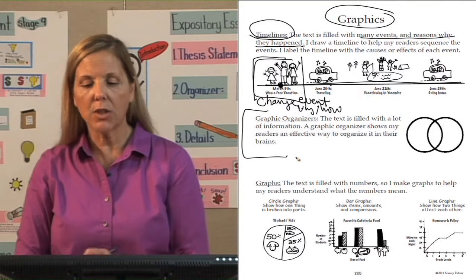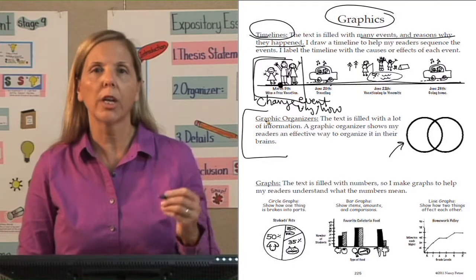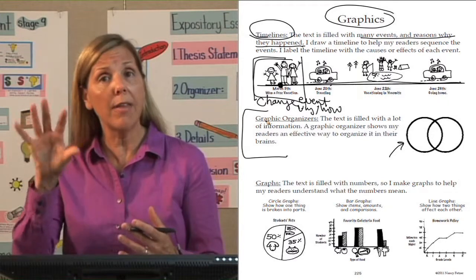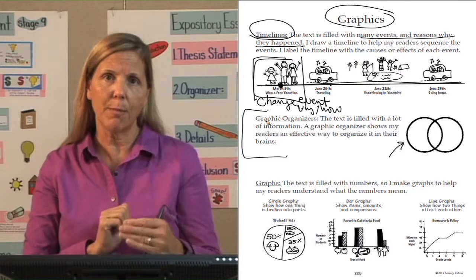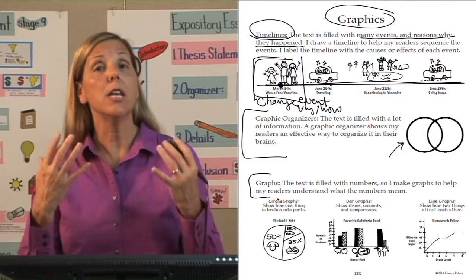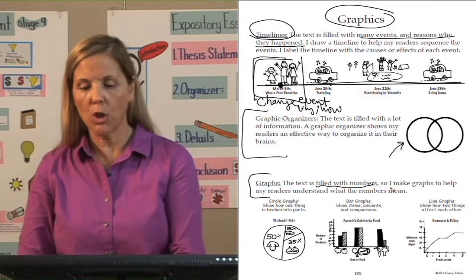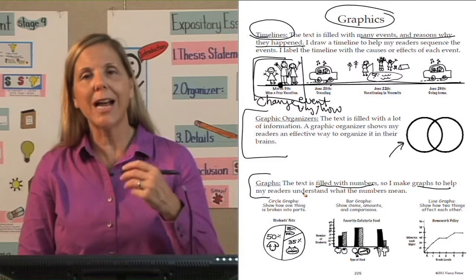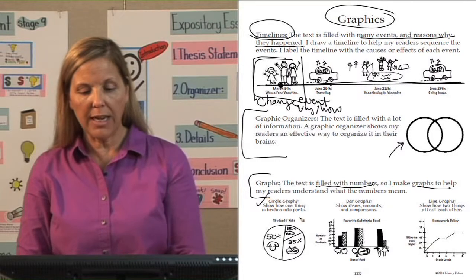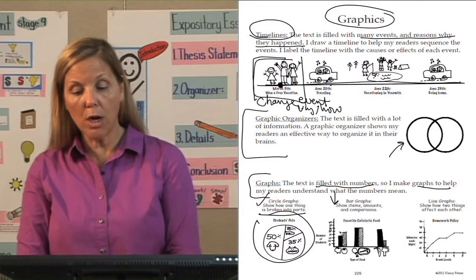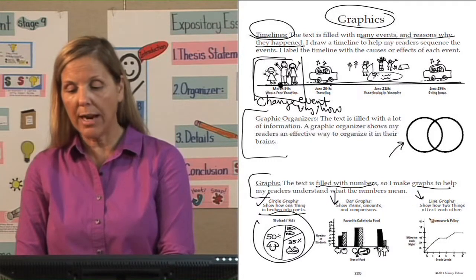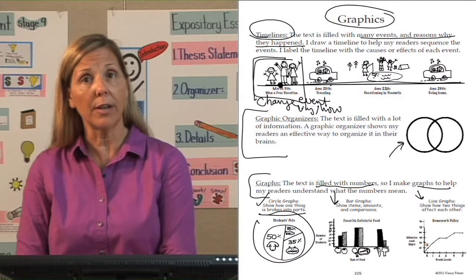A graphic organizer is used to show your reader how to organize a lot of information you're giving them, so they can have a visual representation of that information in the text. Graphs are used when you are giving numbers. You may want to provide them with a graph to help your reader understand what the numbers mean. You could have pie graphs to show how one thing is broken into parts. You could give a bar graph just to show items, amounts, or comparisons. Or you can have line graphs which show how two things affect each other.